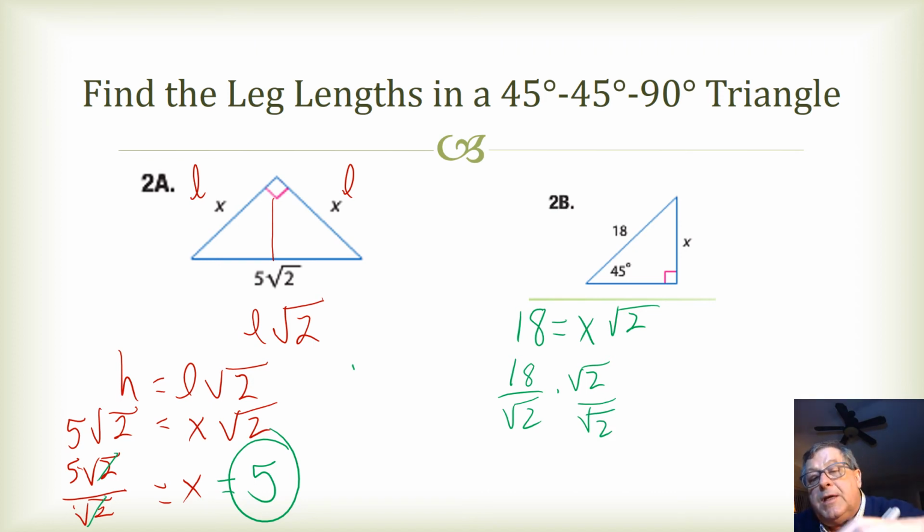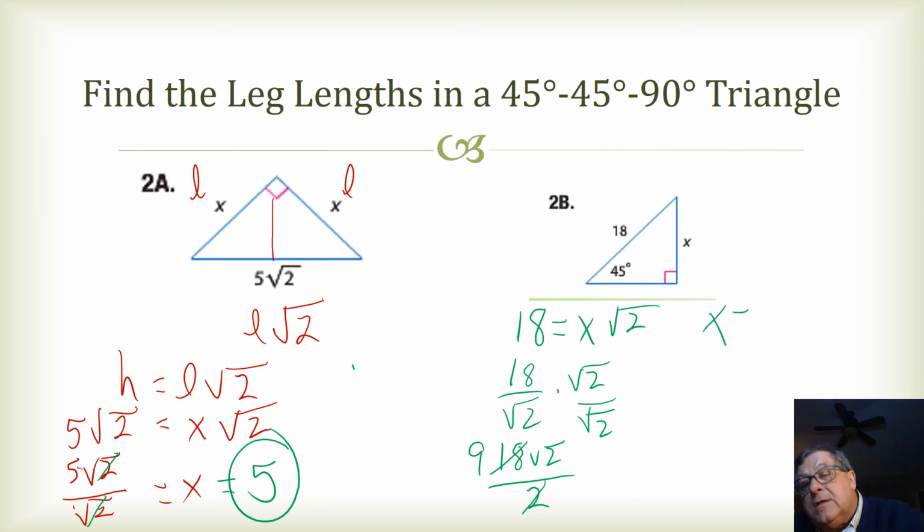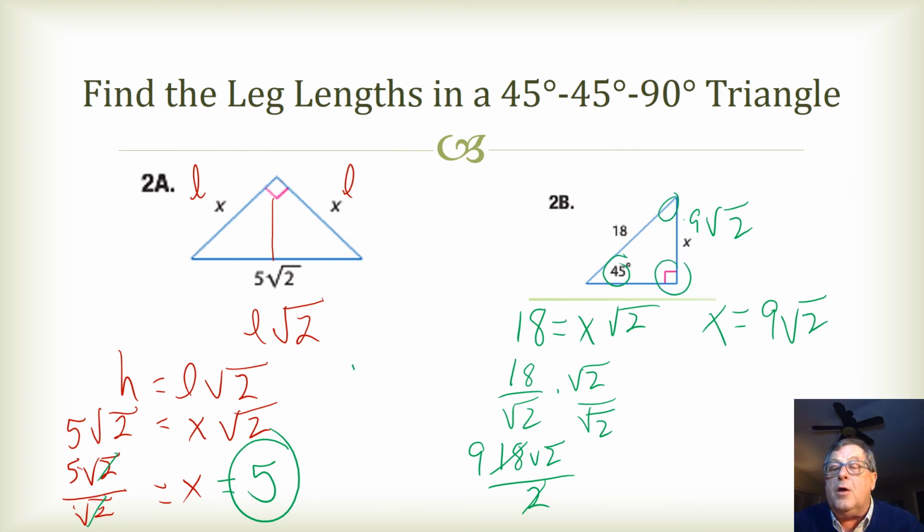which then is going to equal 18 times the square root of 2 over square root of 2 times square root of 2, which is 2. And then by simplifying this, we can determine that the leg, or x, is going to equal 9 times the square root of 2. So each leg here is going to be 9 times the square root of 2 when we have a 45-45-90 degree triangle and we know the length of the hypotenuse. Isn't it wonderful?